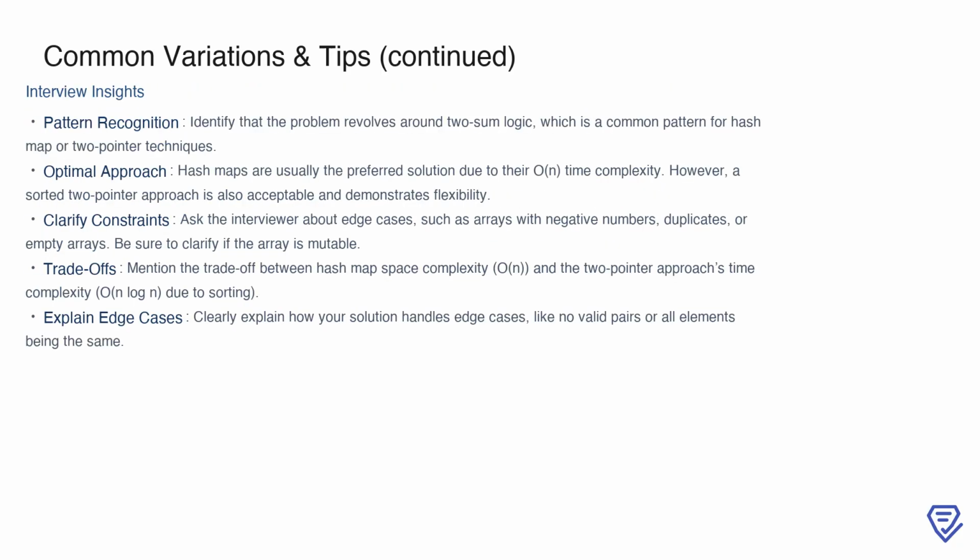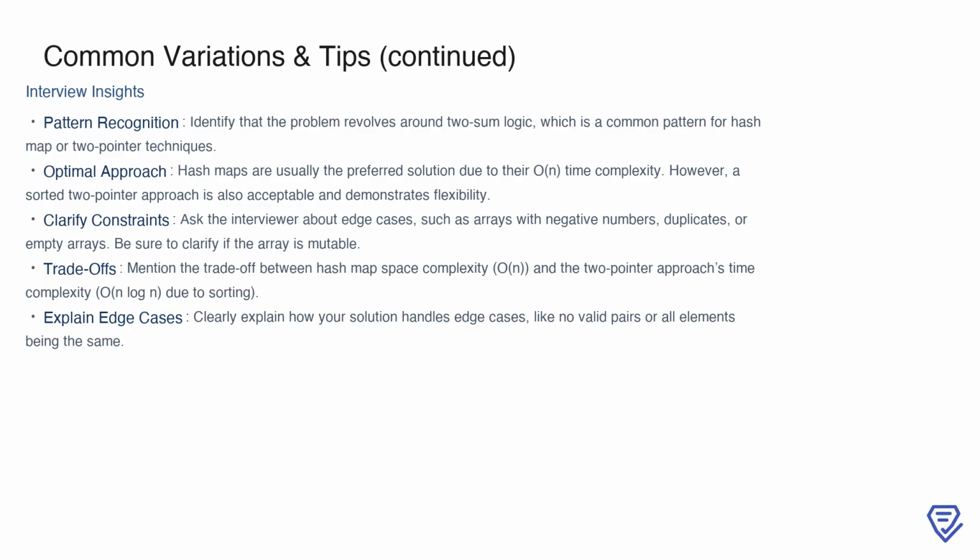When tackling this problem in an interview setting, there are a few key insights to keep in mind. First, recognize that this is fundamentally an extension of the two-sum problem, which is a classic pattern for applying hash map or two-pointer techniques. Highlighting this connection can demonstrate your ability to identify and adapt familiar patterns. In terms of an optimal approach, hash maps are generally the preferred solution due to their linear time complexity, O(n). However, the sorted two-pointer approach is also valid and can showcase your flexibility.